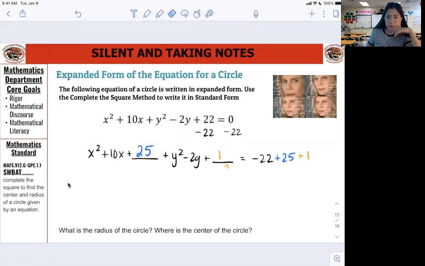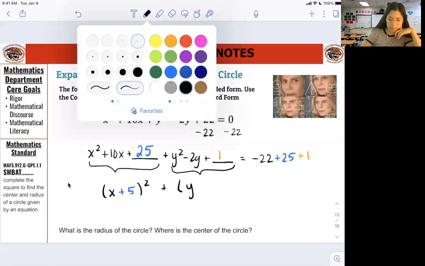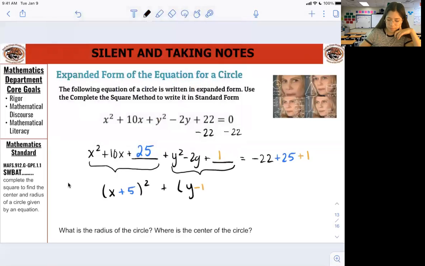So I've completed the square, and now I factor. Factoring the x values. What was my magic number again? What was my magic number? 5, good. So it's x plus 5 squared. What was my magic number for the y? -1. So it's y minus 1 squared. And now let's do a little bit of math. -22 plus 25 plus 1. What do I get? 4. Very good. We got our equation.